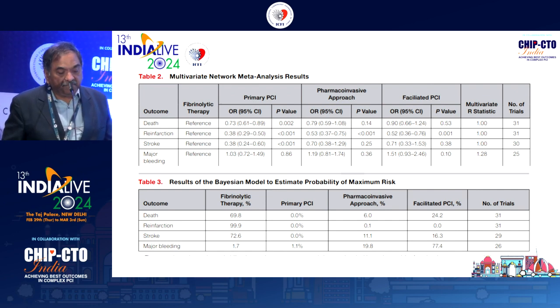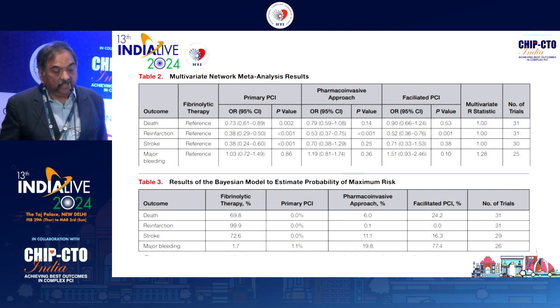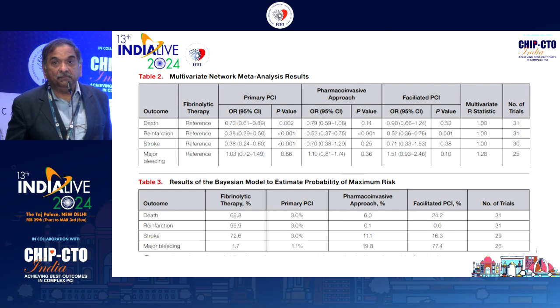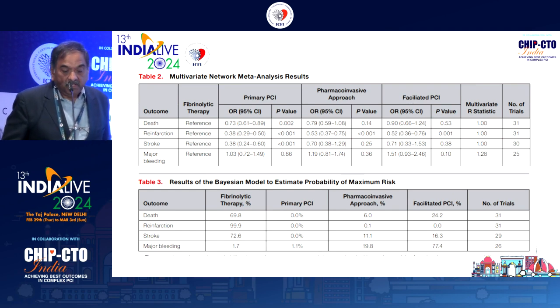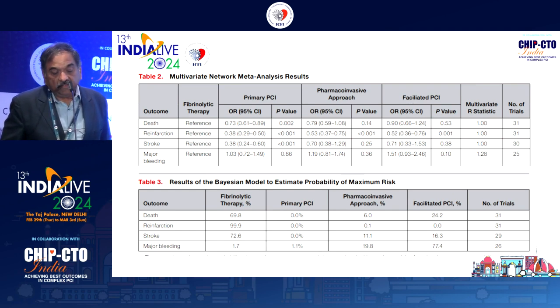If you took the reference as fibrinolytic therapy and looked at primary PCI, clearly primary PCI is superior in terms of mortality, in terms of reinfarction, in terms of stroke. So clearly primary PCI is the way to go. If you were to compare fibrinolytic with pharmacoinvasive, let's leave the facilitated out of that, you can see that at least in terms of reinfarction, pharmacoinvasive is certainly superior.